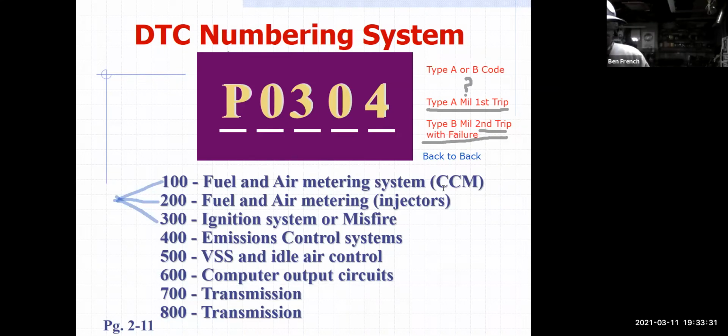Things like misfires really should be type A codes. But my experience has been it's not always, maybe it depends on how bad the misfire is, right? Whatever the manufacturer could kind of get away with to try to keep the check engine light off, that was what they were inclined to do.